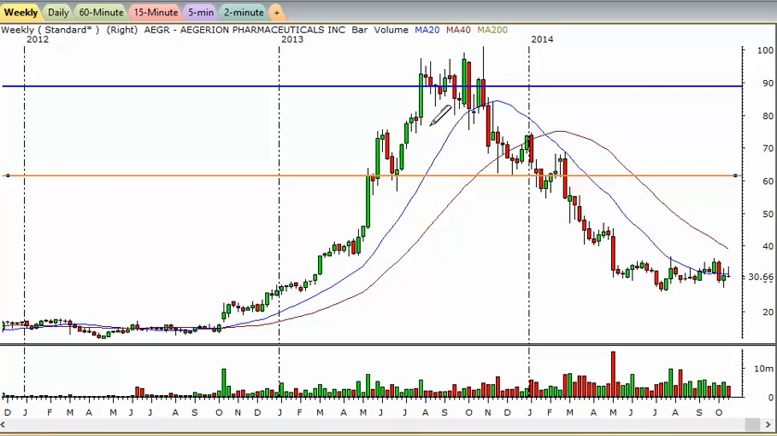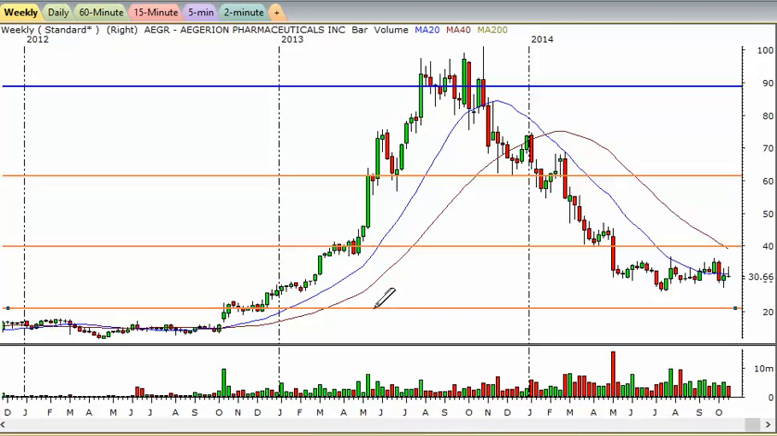Okay, here in this area, it tried to find some support. Here's a support area as well. Okay, here's a support area as well. Here's a little support area as well.